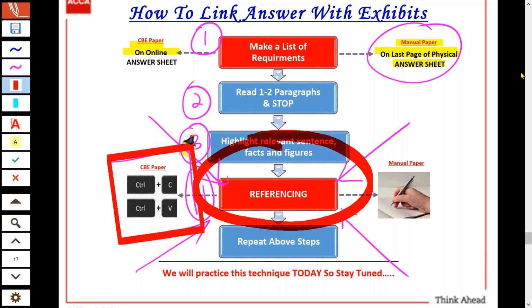Are we allowed to write on the question paper, Asad? Yes, absolutely. You can write on the question paper. You can highlight on the question paper.